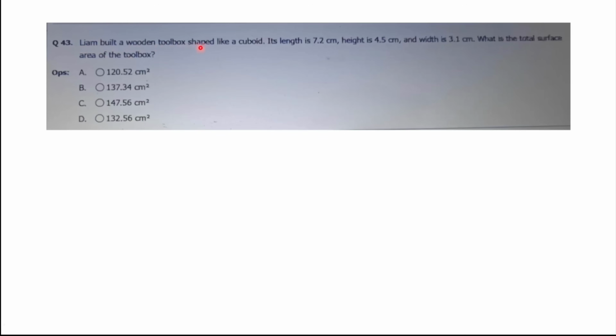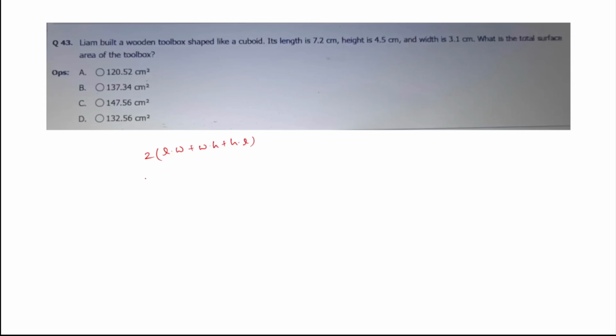Liam built a wooden toolbox shaped like a cuboid. Its length is 7.2 centimeters, height is 4.5 centimeters, and width is 3.1 centimeters. What is the total surface area of the toolbox? So the toolbox is in the shape of a cuboid, so we need to calculate the total surface area of the cuboid. And we have the formula for that: 2 into length into width plus width into height plus height into length.